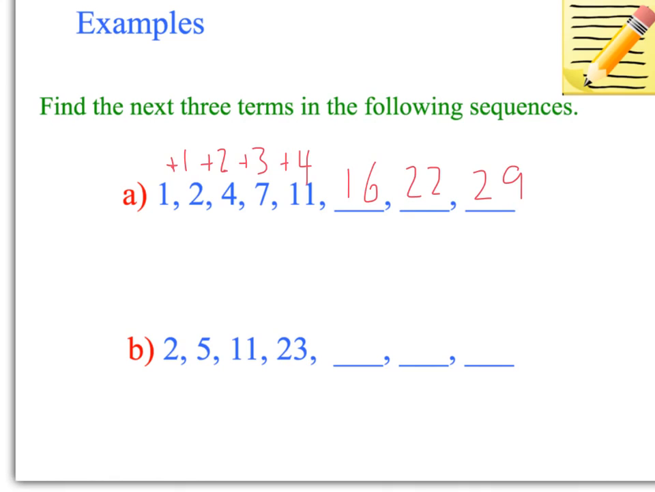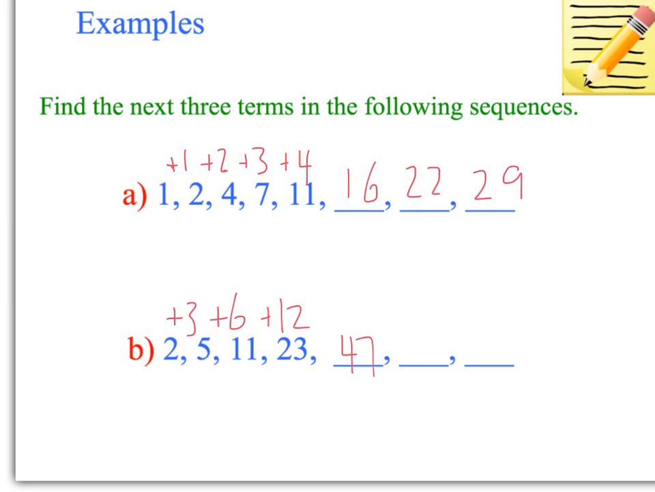So here we can see 2 to 5, so we're adding 3. 5 to 11, we're adding 6. 11 to 23, we're adding 12. Now what can you see is happening here? Well, I can see that the number being added is being doubled each time. So therefore, the next number will have to add 24. So 23 plus 24, which is 47.